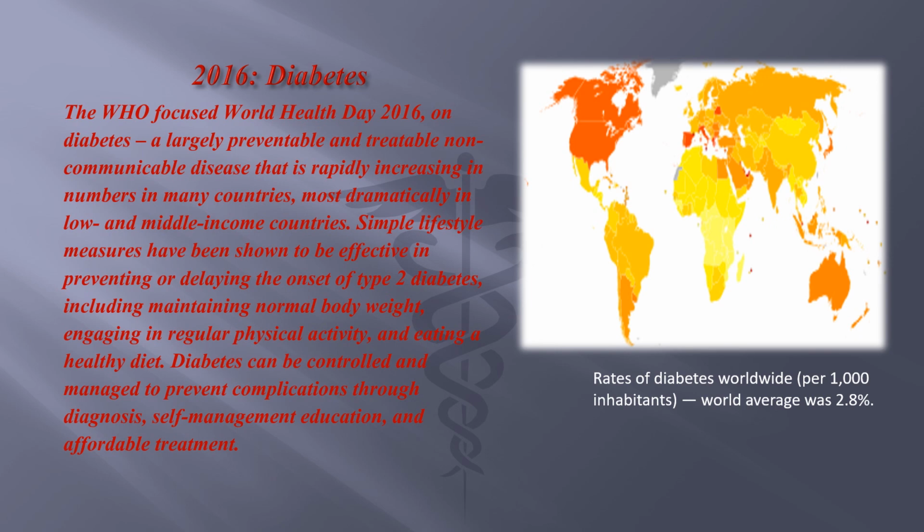Simple lifestyle measures have been shown to be effective in preventing or delaying the onset of type 2 diabetes, including maintaining normal body weights, engaging in regular physical activity, and eating a healthy diet. Diabetes can be controlled and managed to prevent complications through diagnosis, self-management education, and affordable treatment.